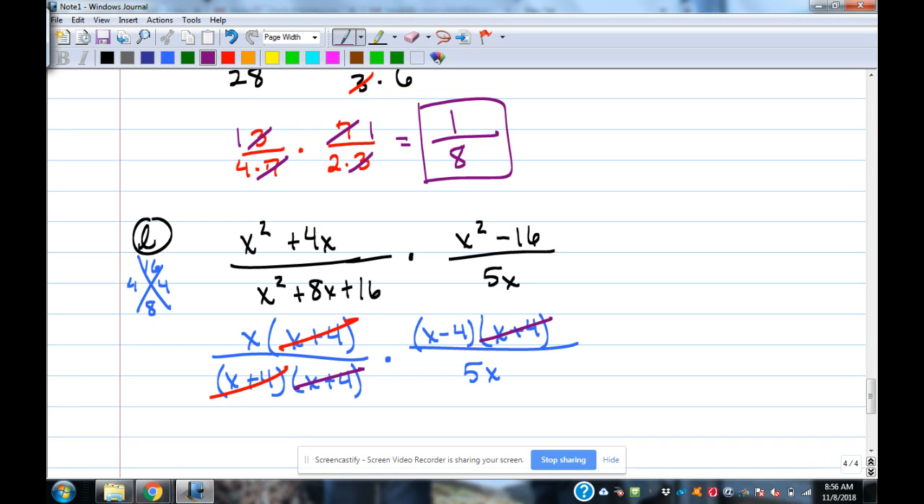What else can cancel? There's one other thing. The x, this x up here can cancel that x right there. Okay? Look at what's left. The only things that are left are x minus 4 and 5. So that's your answer. X minus 4 over 5. That big ugly problem that we started with simplifies down to this fairly simple thing.